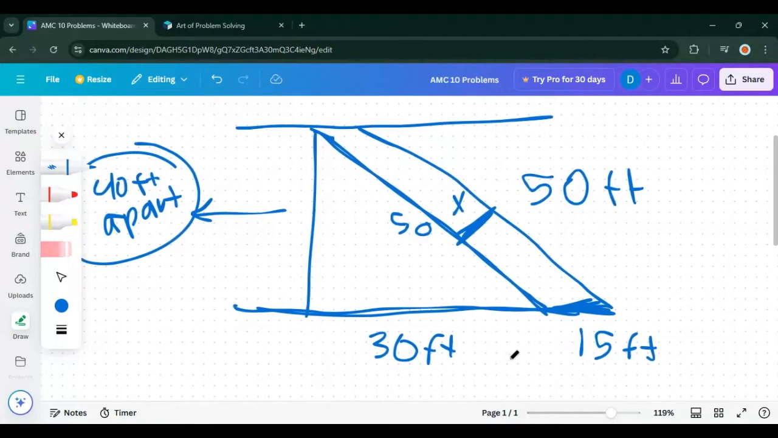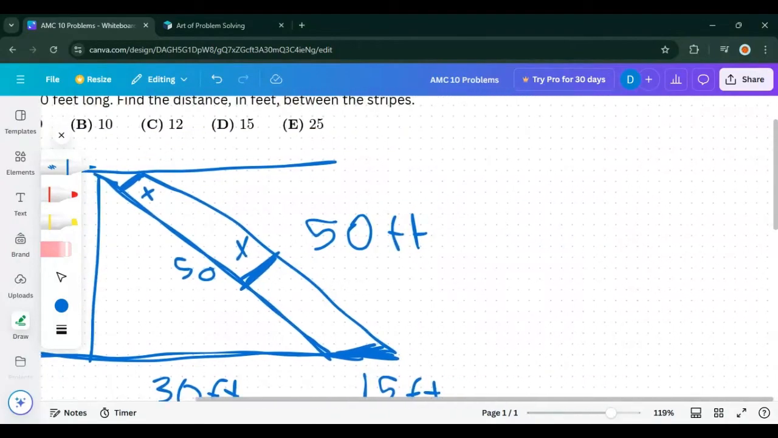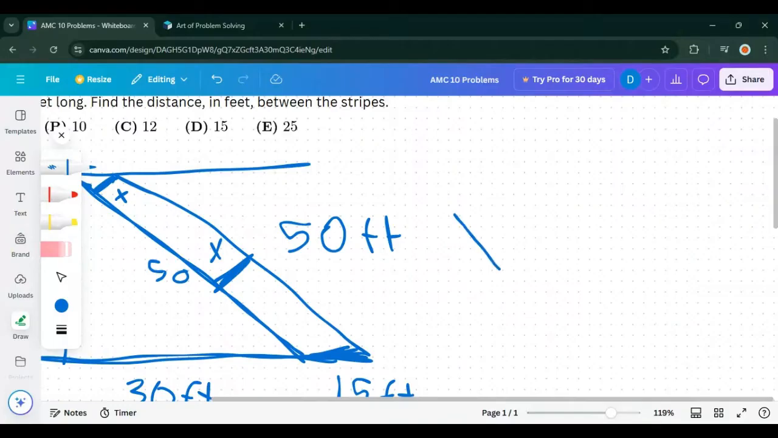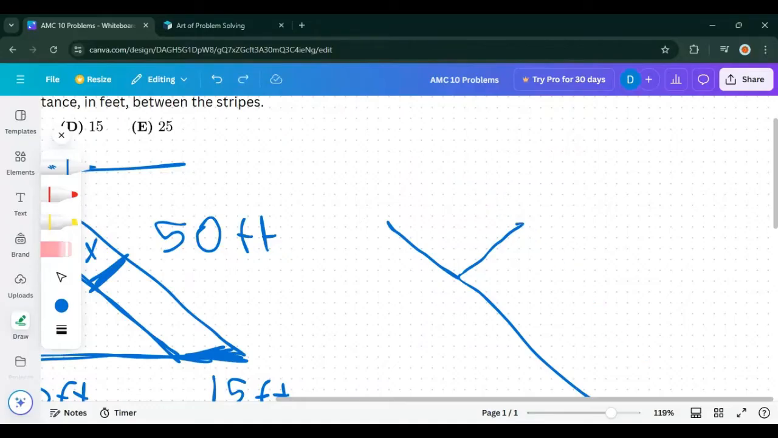Okay, so we have 30 feet, and we're trying to find X, and we can move X up here. So if you have X right here, then it will be helpful. And if we zoom in on the X, I'll make a bigger diagram of the X. The X is like this. The lines are parallel, so the stripes are parallel. Let me draw that better. So the stripes are parallel, and we have something like that.